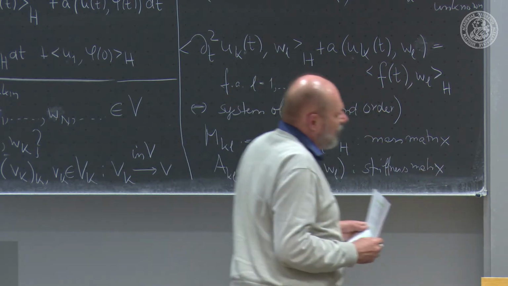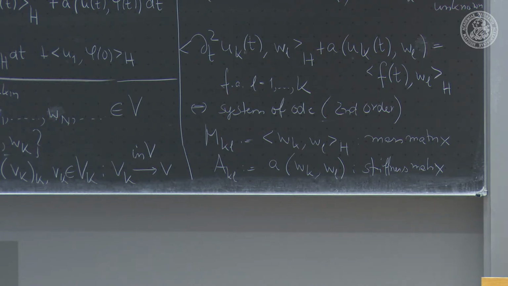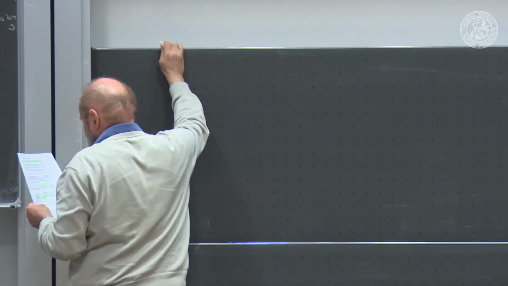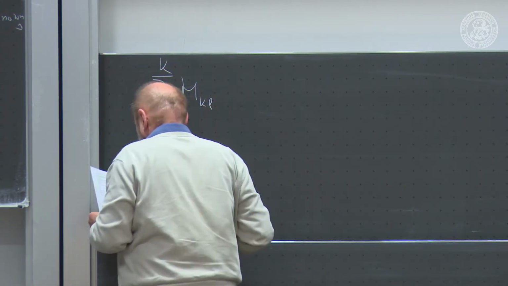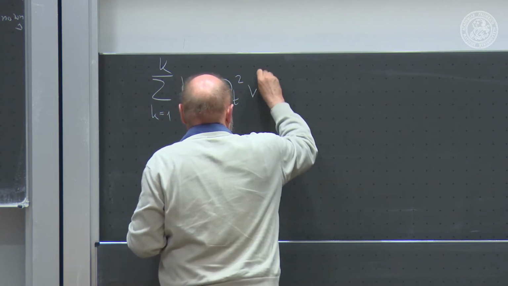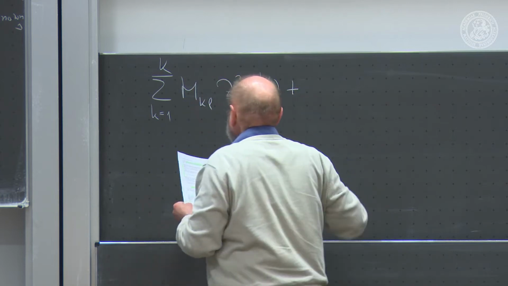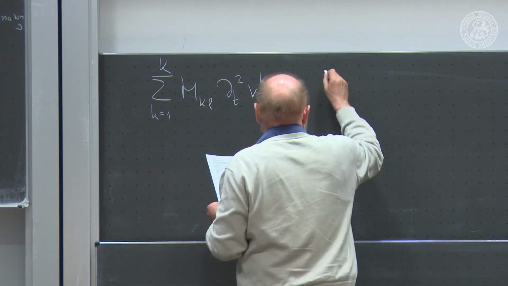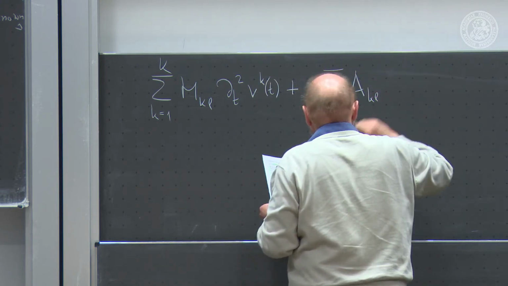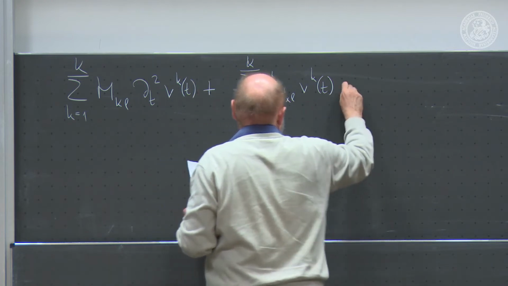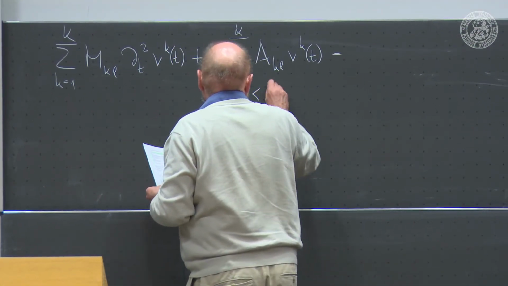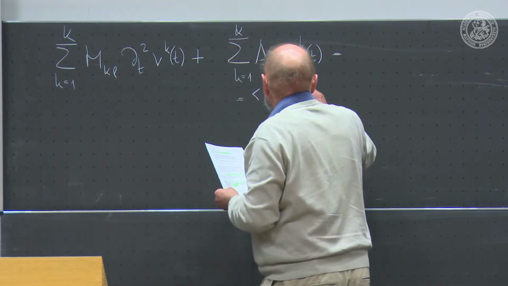So in this notation, we get the following system. Okay, we could also write it in matrix notation, but let's write it out. We have here the mkl times the second time derivative of the unknown coefficient functions plus, and now there comes the linear combination with the stiffness matrix. Here the stiffness matrix times the vk, and this equals then the right-hand side given by ft with the test function wl.